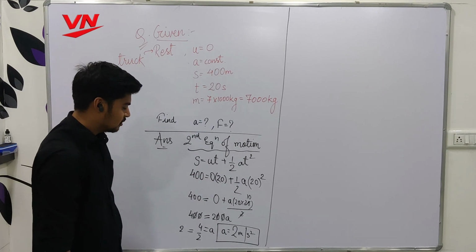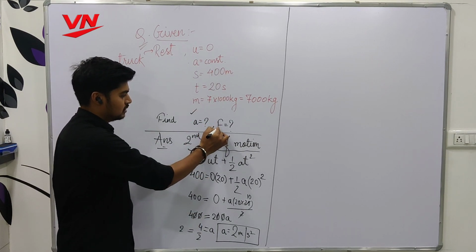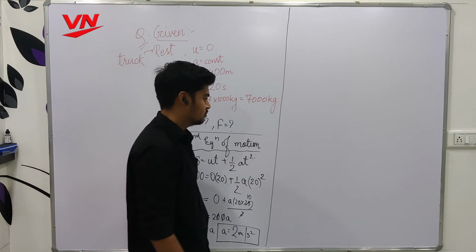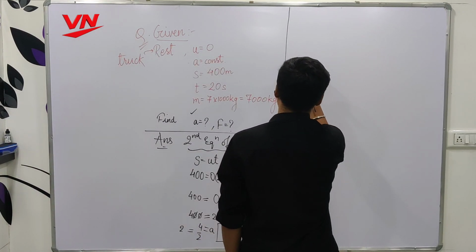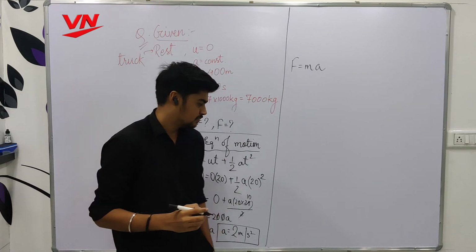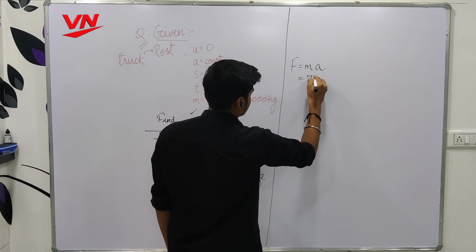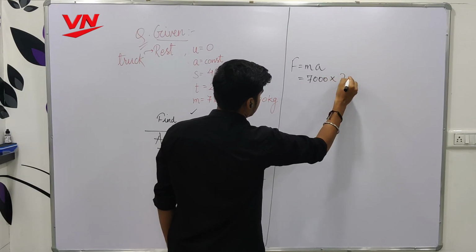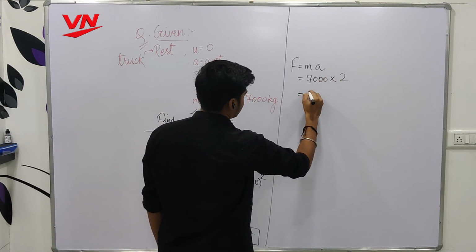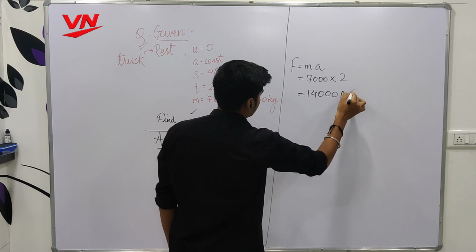So with that particular acceleration it will move. Another thing we have to find out is force. Now from the second law of motion, F equals ma. Just put the values. Mass is 7000 and acceleration is 2 meters per second square. 7 times 2 is 14,000. The unit will be Newton.